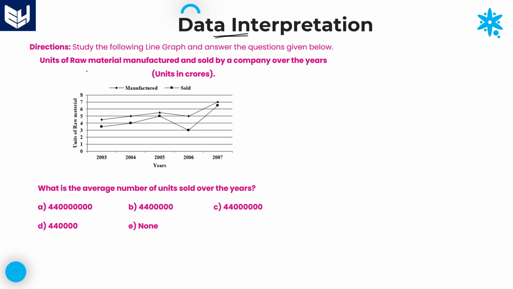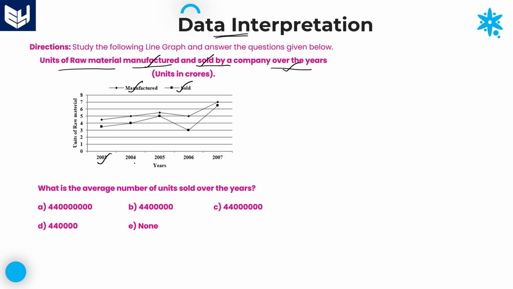First, read the information which is given. Units of raw material manufactured and sold by a company over the years. Here the information is about the number of units of raw material manufactured as well as sold by the company over the years. Here, first we have two values. One is manufactured value, one is number of units sold. These are the two values in each and every year.